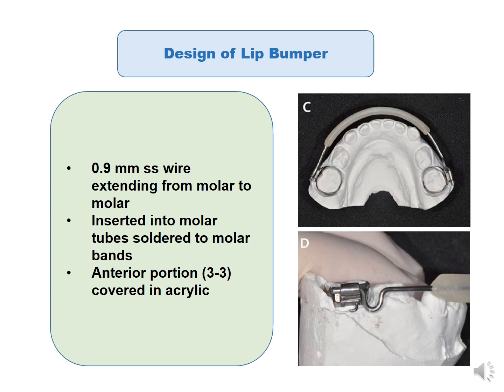Now, the lip bumper is fabricated from a 0.9 mm stainless steel wire extending from molar to molar. It's inserted into molar tubes soldered to molar bands. Now, the anterior portion from canine to canine is covered in acrylic.